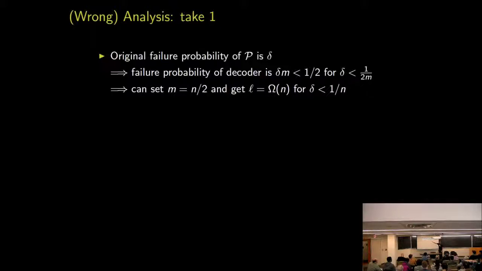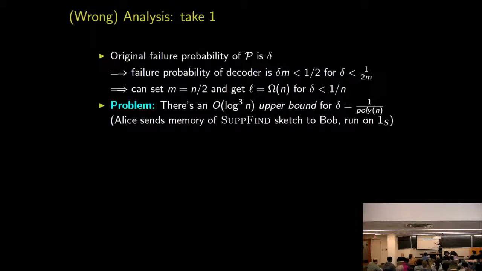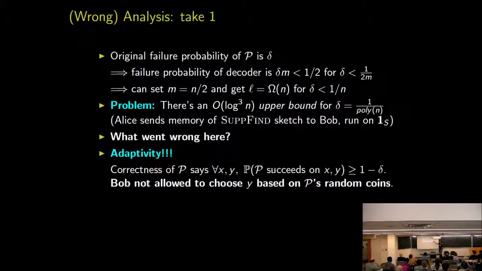That's bogus. And the reason that's bogus is, I have an upper bound of log 1 over delta times log squared n. So in particular, I could actually solve this in log cubed n space, or log cubed n communication. So what went wrong in this argument? What went wrong is adaptivity.